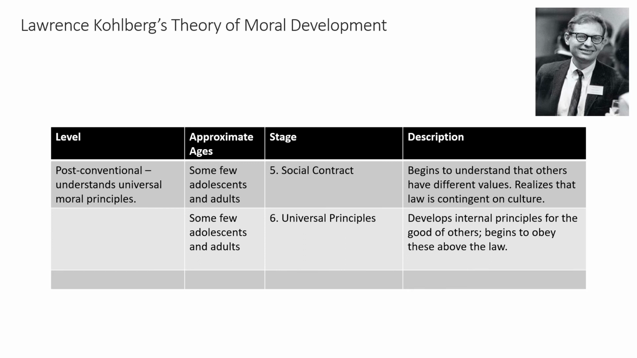The last stage, and very few people reach this stage, is called universal principles. Think of individuals such as Gandhi, Martin Luther King Jr., and more when you think about individuals at this stage. Mother Teresa might be someone you think of at this stage. These individuals develop internal principles for the good of others, so they're self-sacrificing for the good of others. They give of themselves. They begin to obey those internal principles above the law. They might, for example, not believe in supporting a war, so rather than pay taxes to support a war, they might be willing to go to jail. So stage 6 involves self-sacrifice.